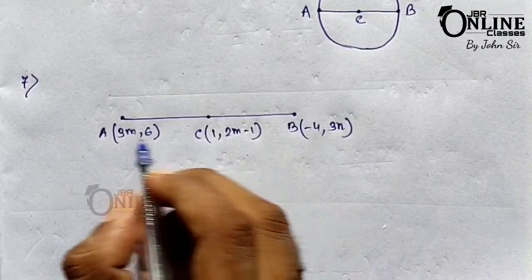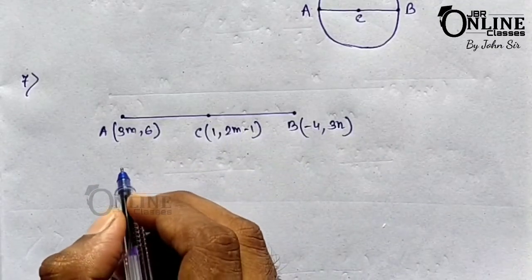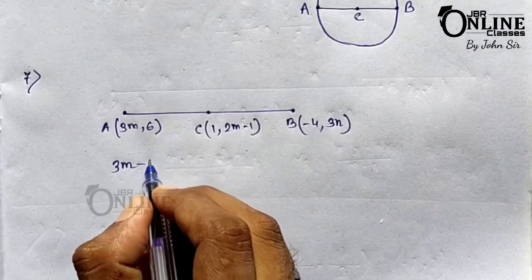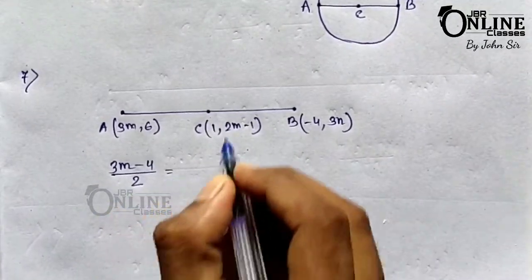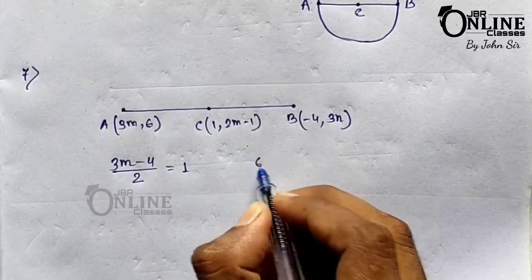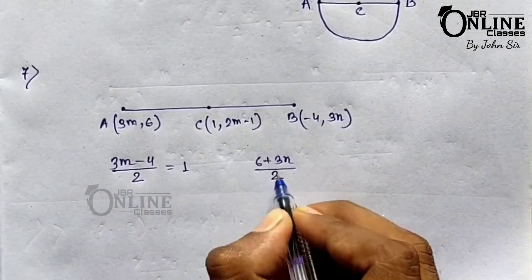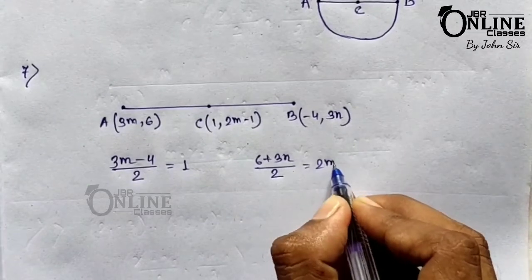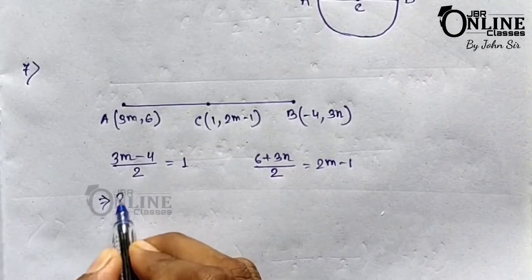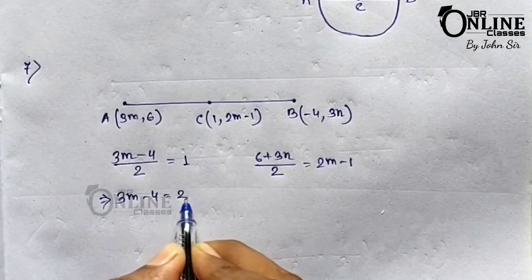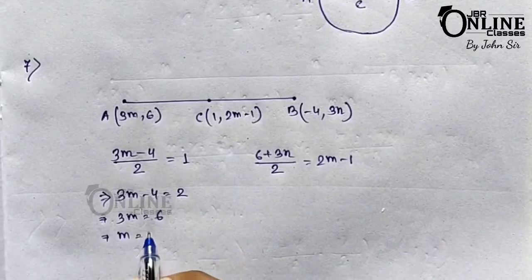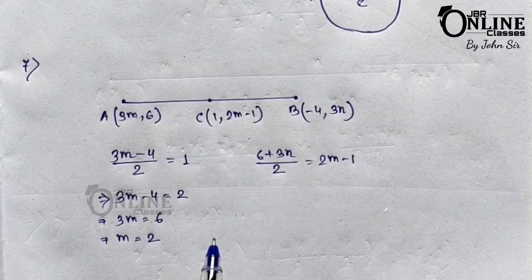So as C is the midpoint of A and B, by the formula we can write (3m + (-4))/2 equal to this one, and second, (y1 + y2)/2, so (6 + 3n)/2 equal to 2m - 1. So now in this equation, 3m - 4 equals 2, so 3m equals 6, so m equals 2. So the value of m equals 2.